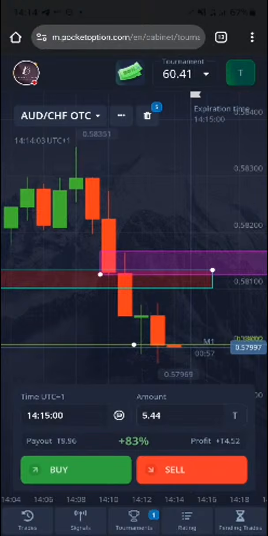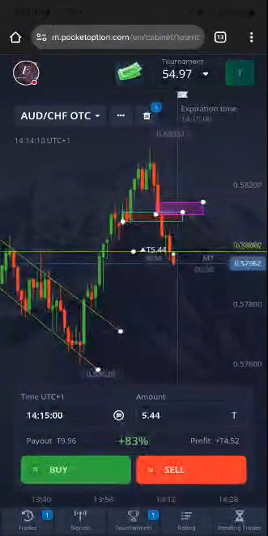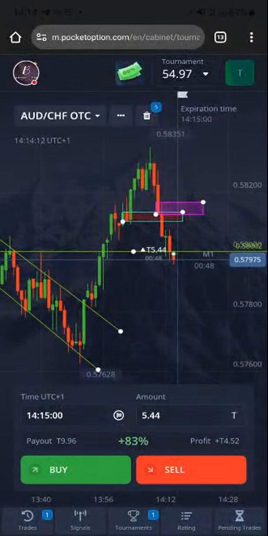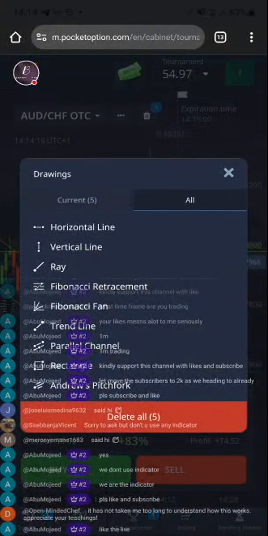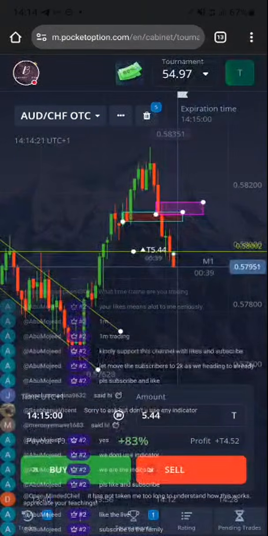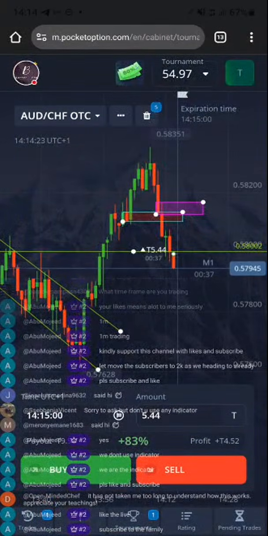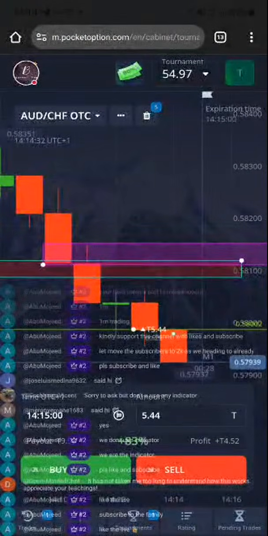Let's see if we can go with the buyers here. I'm not really sure about this trade, but I just want to take it because the market closed on a level. You understand? It's very possible that the buyers may come in one more time before they actually go down. But if we lose this trade, it's fine. It's all right. Let me just see if the buyers will come in. But if they don't come in, it's fine.